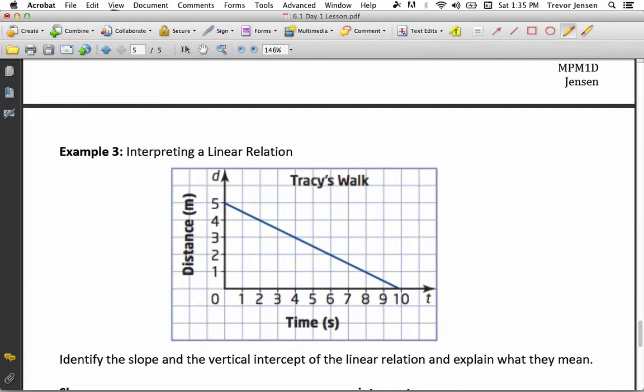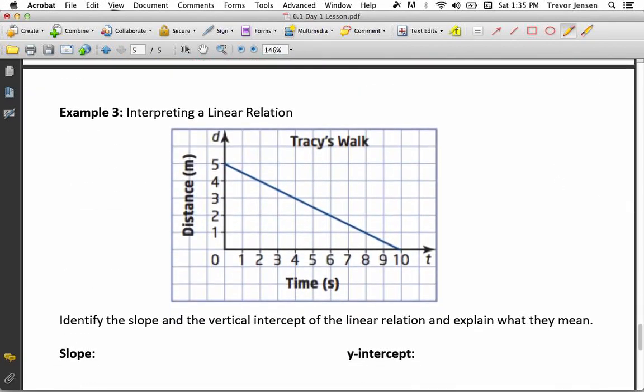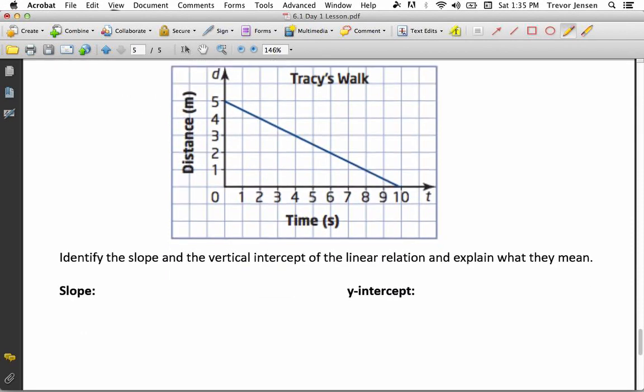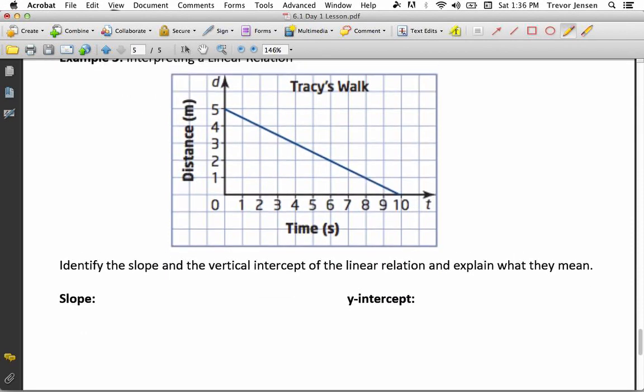Okay, one more question we're going to do. We're going to do a little bit of an application question interpreting a linear relation. So here's a distance time graph for Tracy's walk. Let's identify the slope and the vertical intercept, or the y-intercept, of the linear relation and explain what they mean.